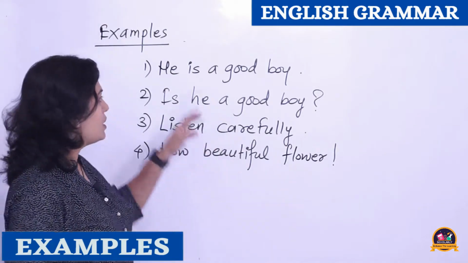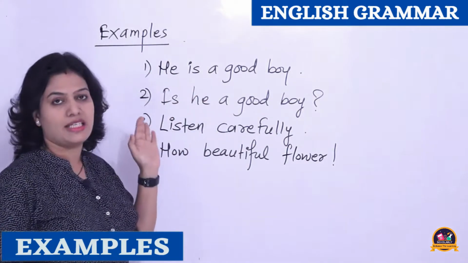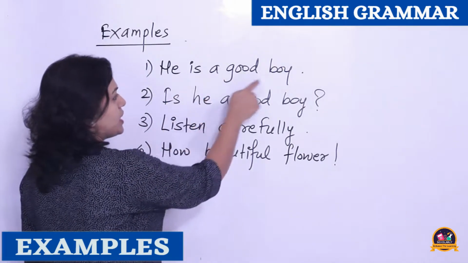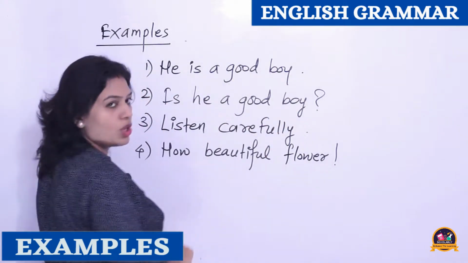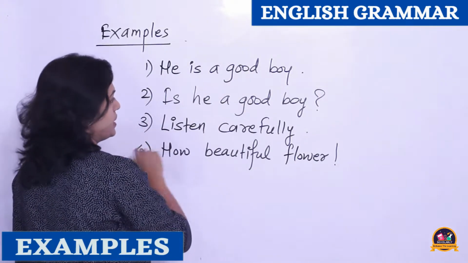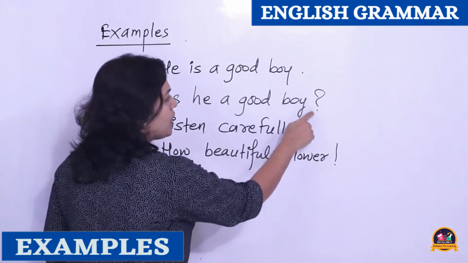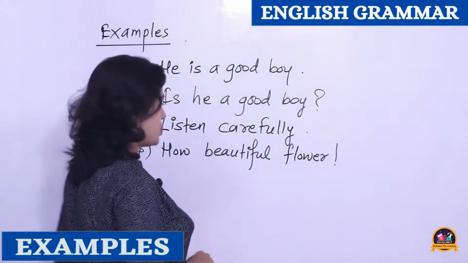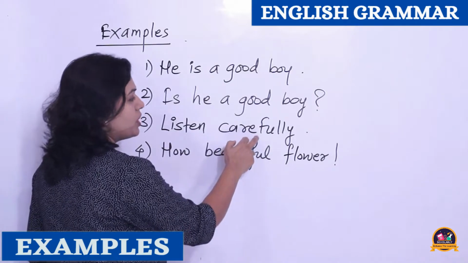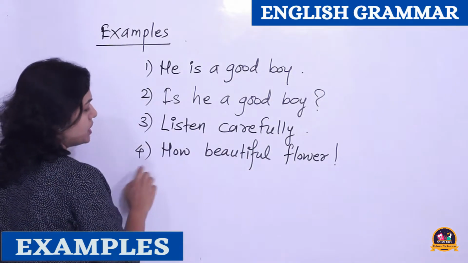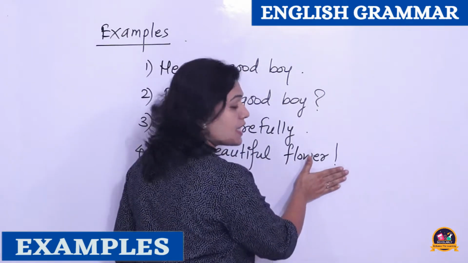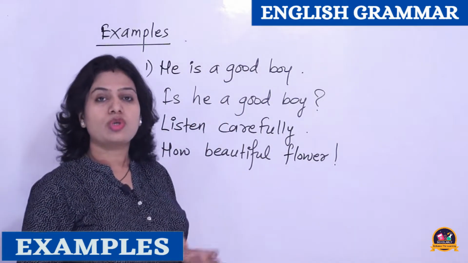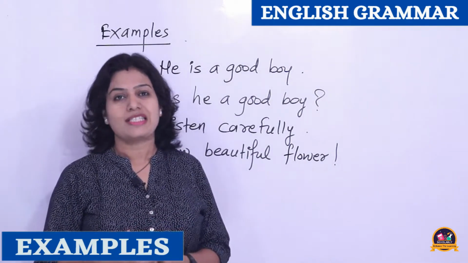We can see here that all the sentences start with a capital letter. The first sentence ends with a period, that is a full stop. It is a simple sentence. Second is, is he a good boy? It has a question mark, that means it is a question. Listen carefully, an order is there. How beautiful a flower, an exclamation mark is there, it expresses the thought of exclaiming. So these are some of the examples of a sentence.